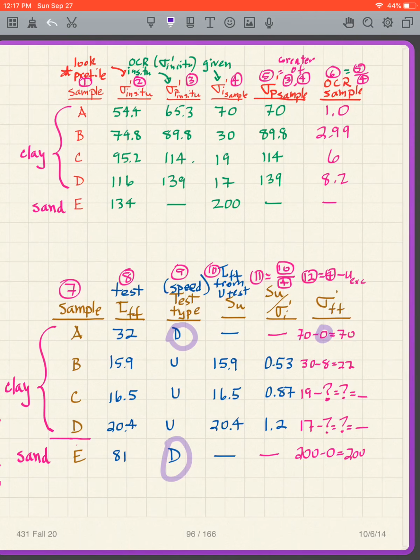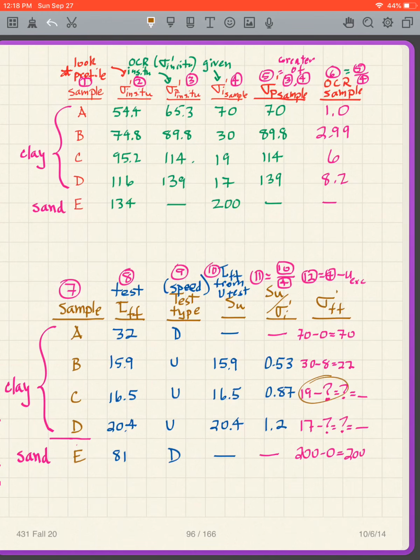So those are easy. But if I have an undrained test, I have 3 undrained tests here. Did I measure the excess pore pressure? It ends up that I only measured the excess pore pressure in this one, and that was 8. So I'm going to have my sigma prime I, which I got as 30, minus the 8, so 30 minus 8, I get 22 for that one. All the other ones, I don't know what they are because I didn't measure them.